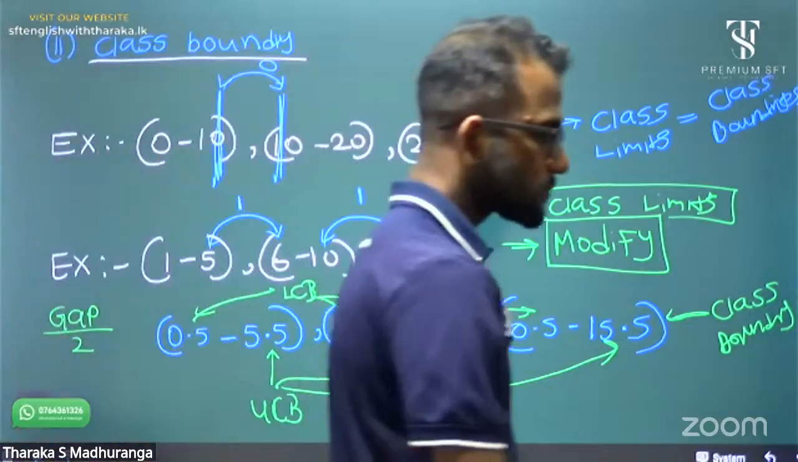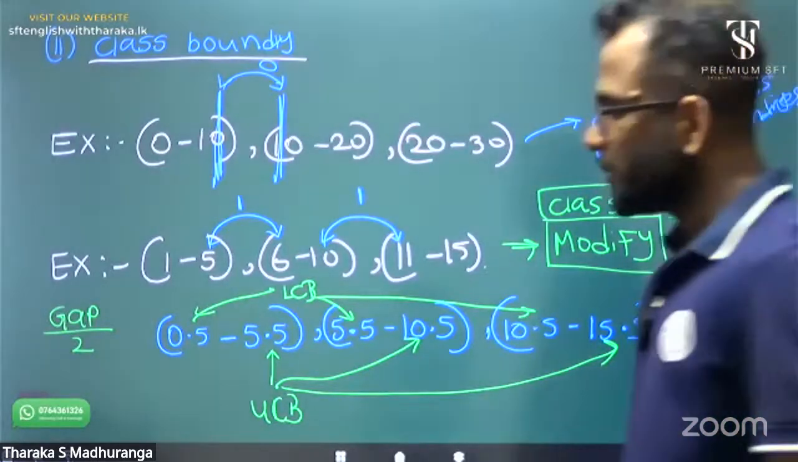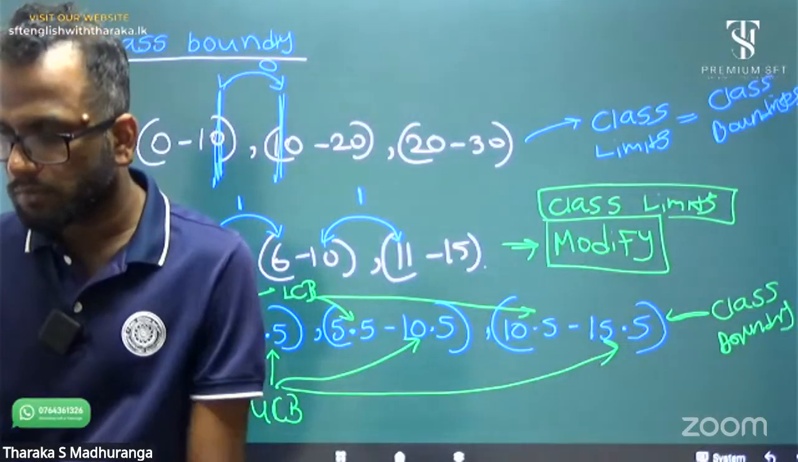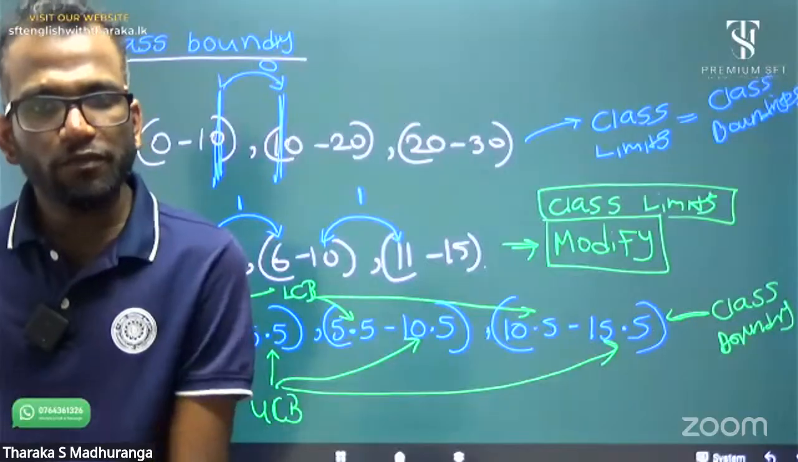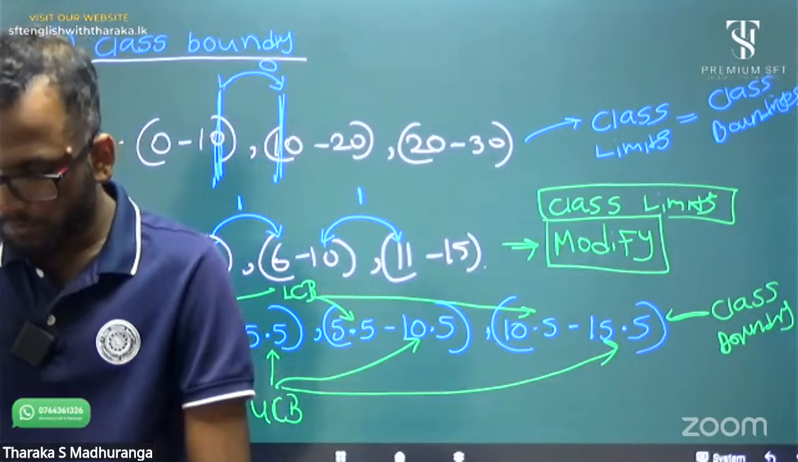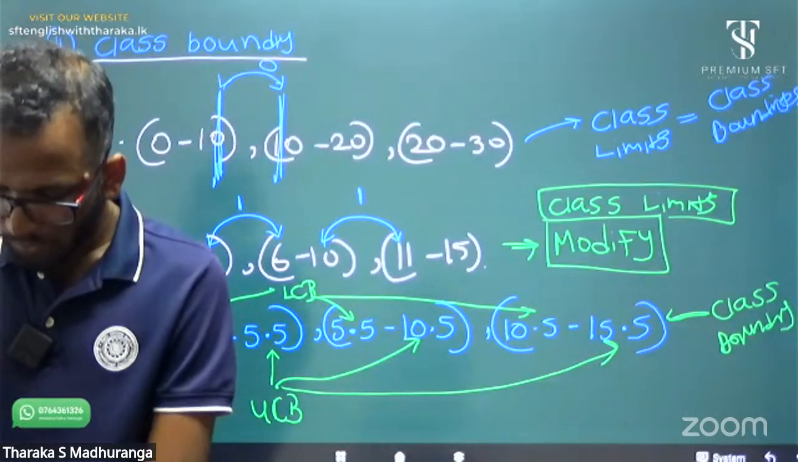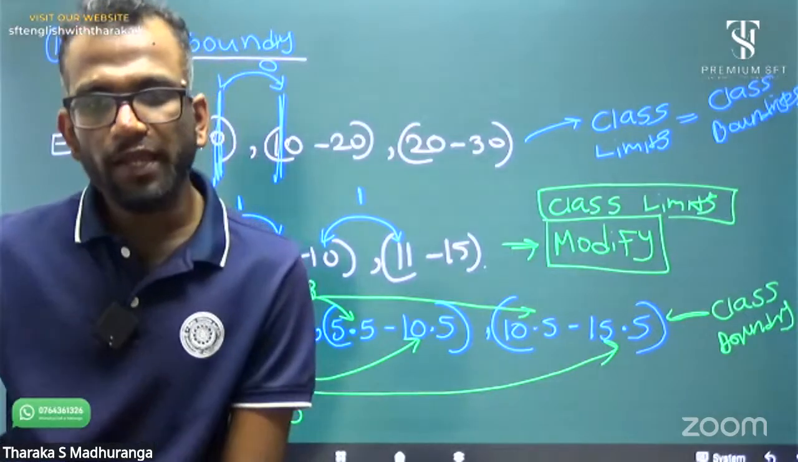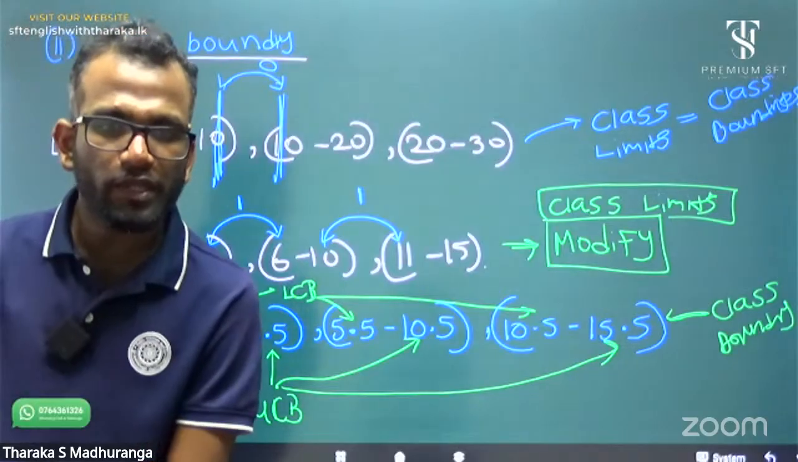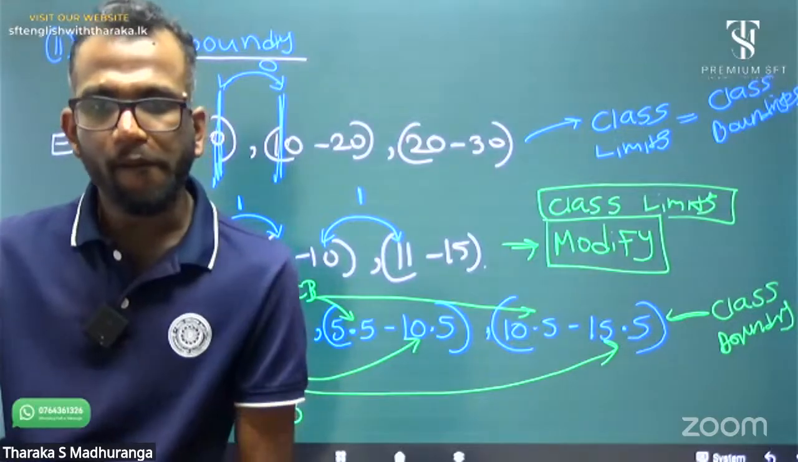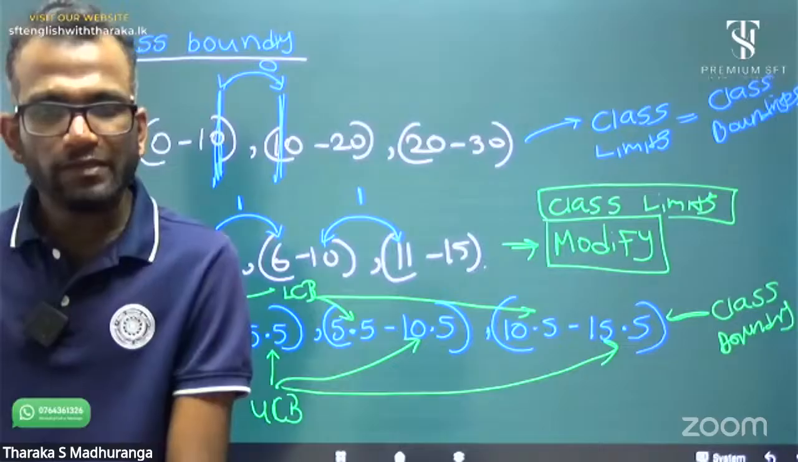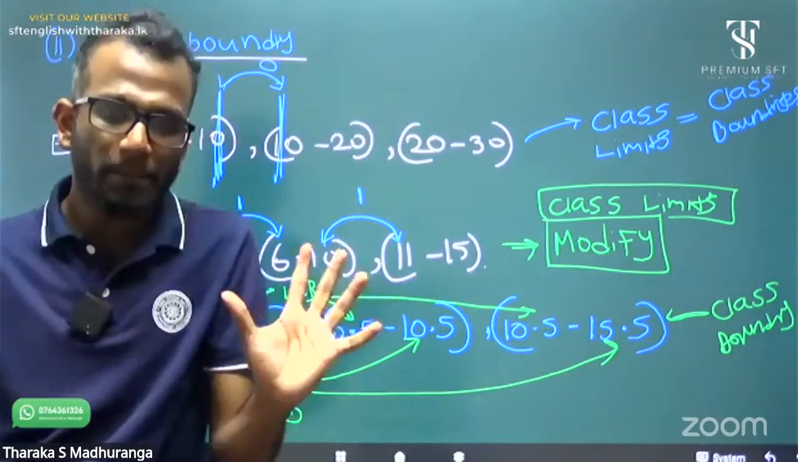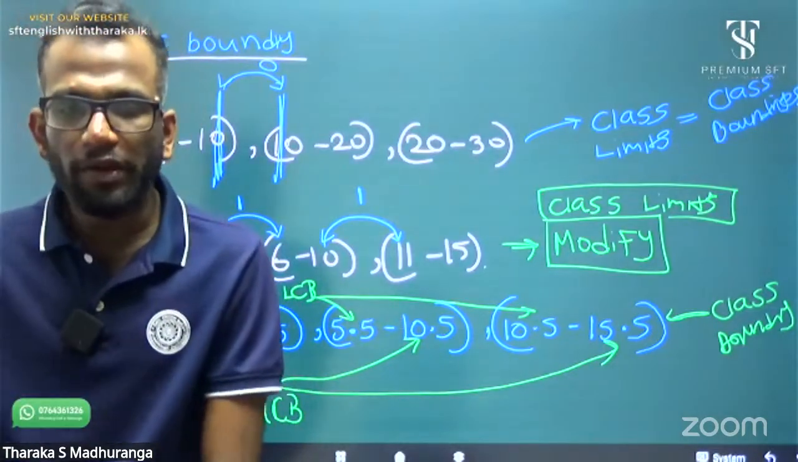Okay, write down the first point. Class limits of any group frequency distribution, if prepared without any gap between classes, are called class boundaries. Class limits without any gap are called class boundaries. Remember that.